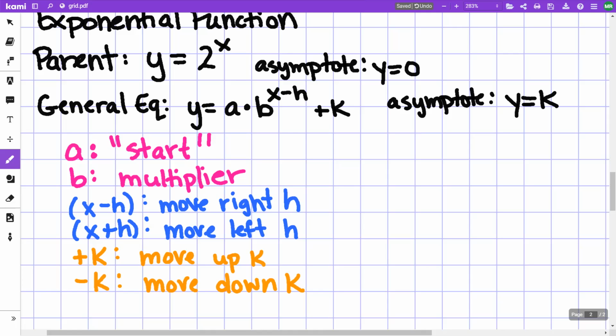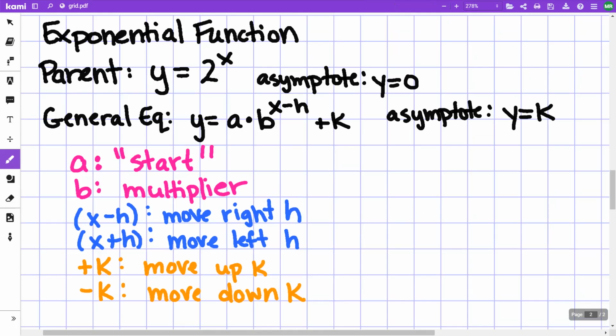So for this one, when we are graphing this, I always personally start with my asymptote, okay? And I'm going to have us graph y equal 2 to the power x to start with. Raise your hand if you're still copying.